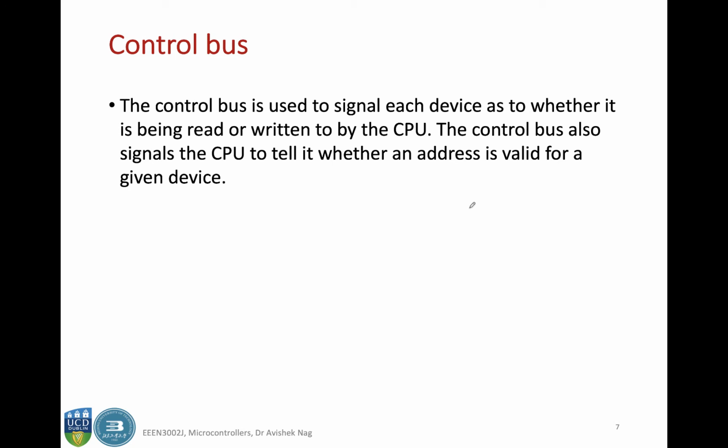And then finally, the control bus, which is used to signal each device whether it is being read or written to by the CPU. So there are two functions of the control bus. One is to signal each device whether it should read or write from the CPU, and it also tells the CPU whether an address is valid for a given device or not.